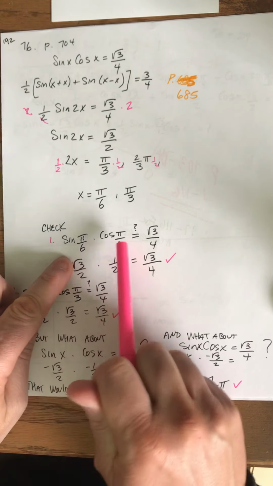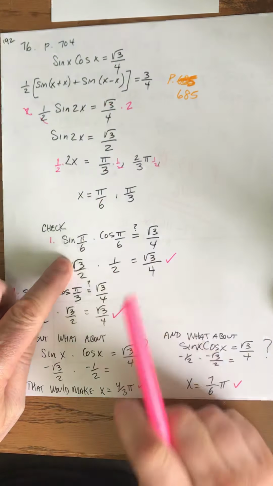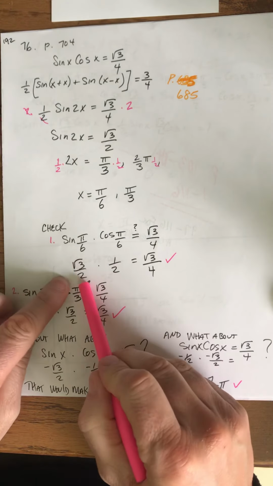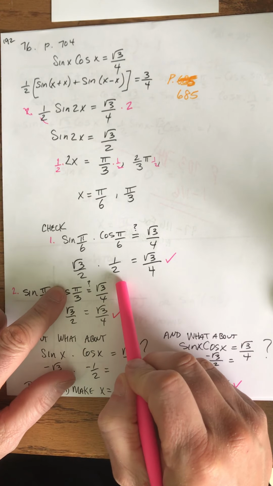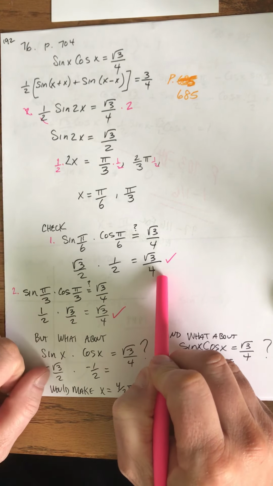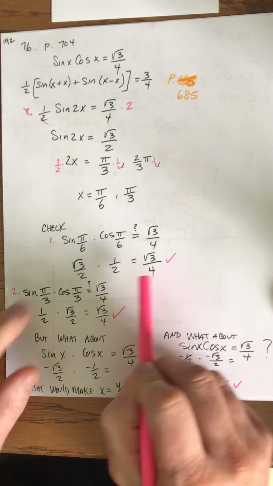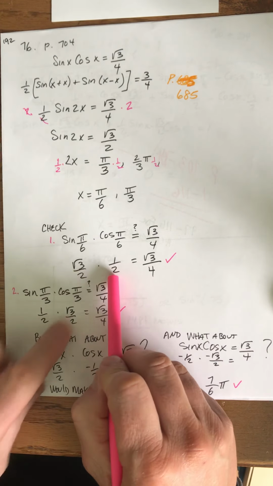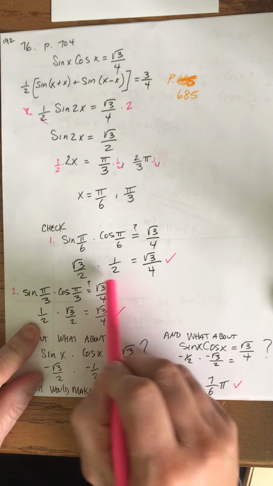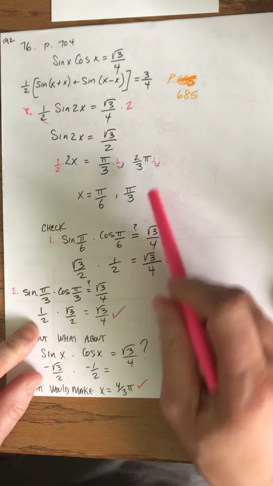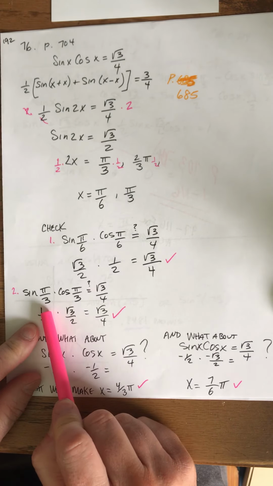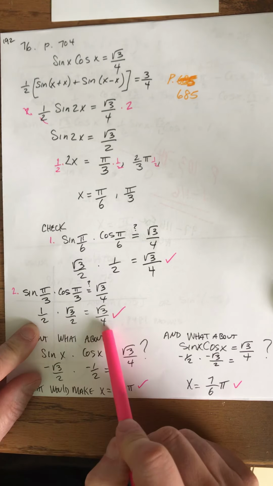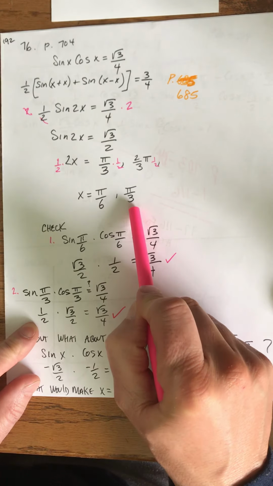If I put pi over 6 into each of these from the original equation, I'm going to get square root of 3 over 2 and 1/2. You could check these out on the unit circle. And they do come out to be square root of 3 over 4. But what if they were reversed? What if the sine was the 1/2 and the cosine was the other? So that would be this one here. Put pi over 3 into sine and pi over 3 into cosine, and I still get that. So I see that both of them work.